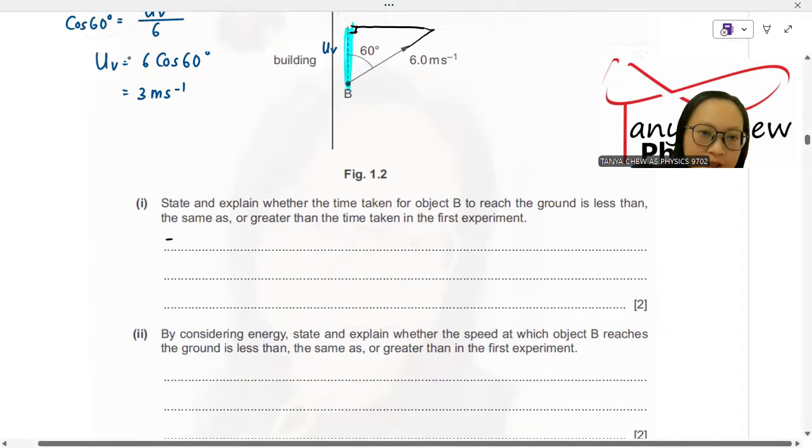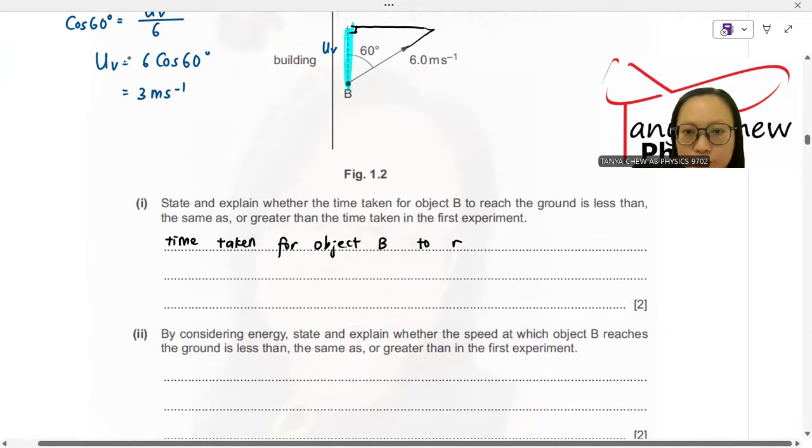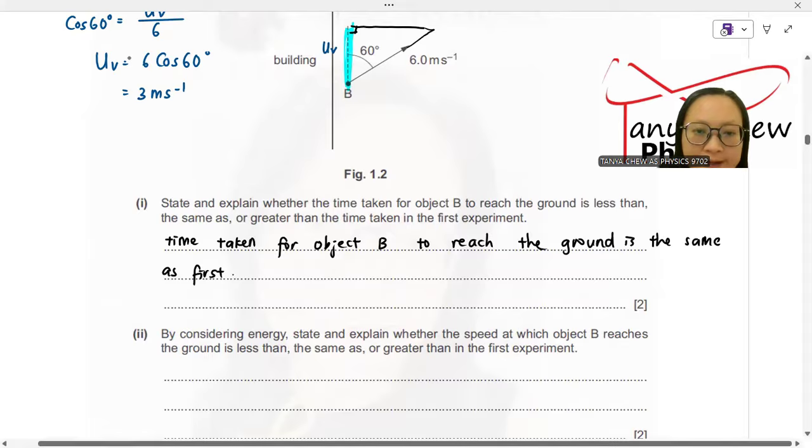I would say the time taken for object B to reach the ground is the same as the time taken for the first experiment.